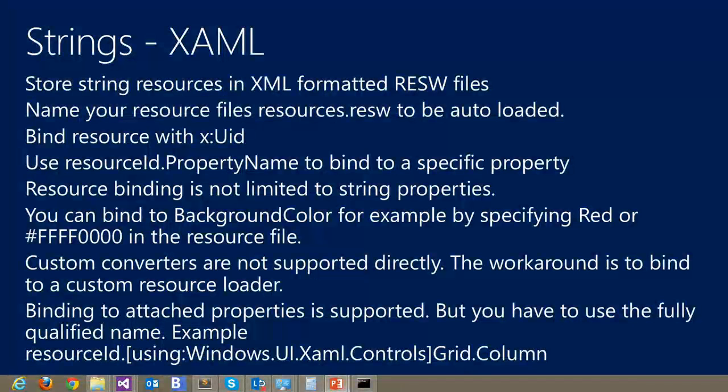Binding attached properties is also supported, but you have to use the fully qualified name of the property. So for example, if I need to set the grid column, I have to use resource ID dot, square brace, using colon the namespace of the attached property. Okay, so this is the format to bind attached properties.